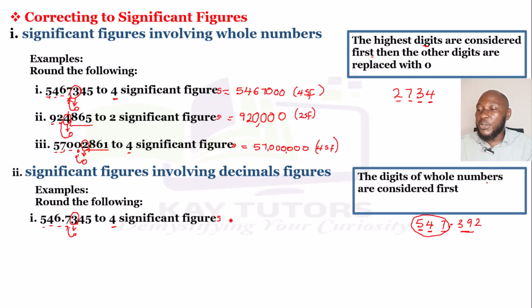So my answer here will be 546.7. You replace this with zeros, but zeros after the decimal point standing alone are insignificant, so you can as well just throw that away. So this is 4 significant figures.